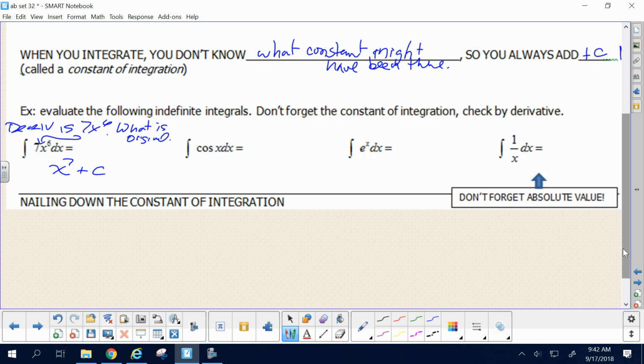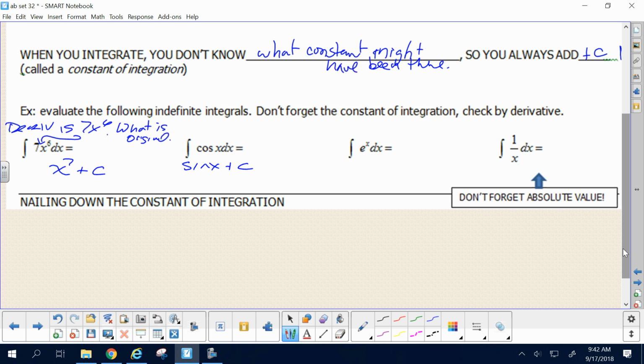Maybe the constant was 0, but we don't know. Okay, so the antiderivative plus a c. You follow? Okay, so when I say the antiderivative of cosine, that means the derivative is cosine, so what was the original? Sine of x plus c.